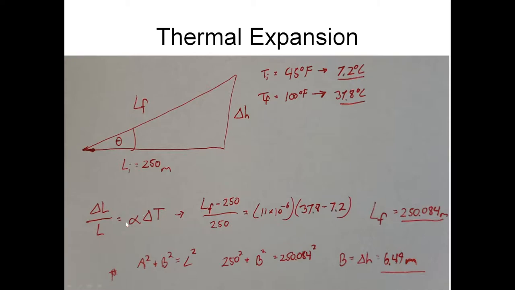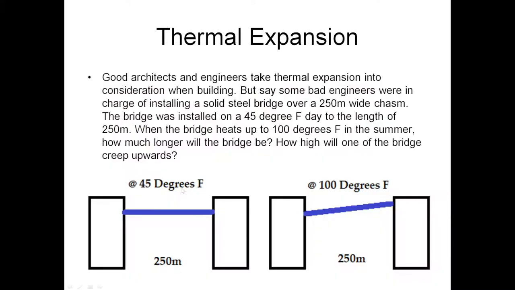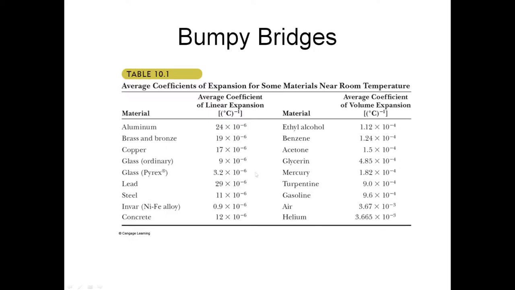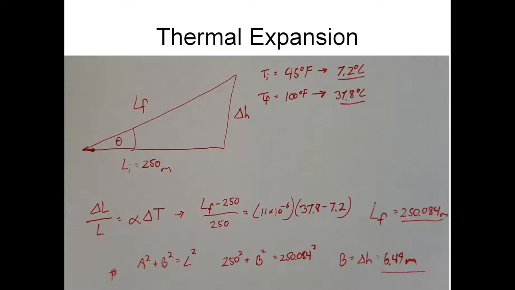Last thing we need is alpha. We need to know the coefficient of thermal expansion for this particular bridge. This particular question says that our bridge is made out of steel. So that is our invitation to go to this table within the notes. Look at the entry for steel, average coefficient of linear expansion. For steel, it is 11 times 10 to the negative 6th. And so that will be what is plugged in for alpha.